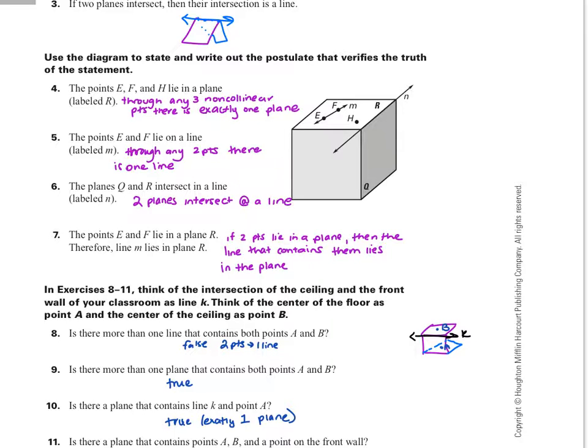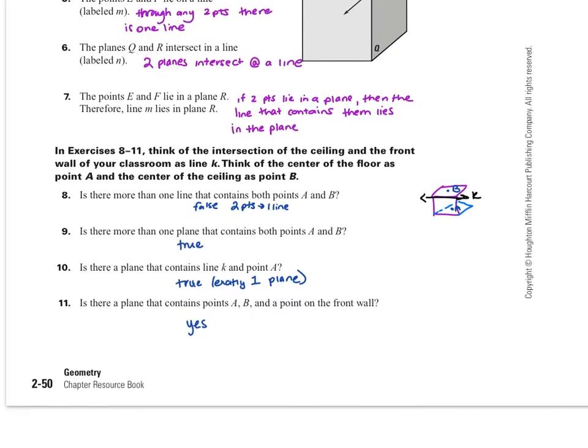6, planes Q and R intersect at a line. Any 2 planes intersect at a line. And 7, if points E and F lie in plane, the line that contains them lies in the plane. If 2 points lie in a plane, then the line that contains them lies in the plane. So notice none of them have numbers. I want you to actually write it out.